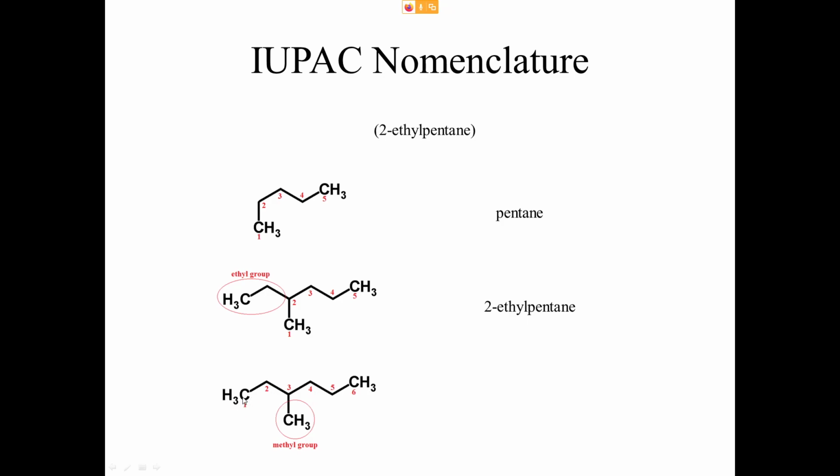Now, why did I number it 1 through 6 left to right instead of right to left? Lower substituent number. Exactly. I need to give the methyl group the lowest number possible. And if I numbered from right to left, it would be on number 4, right? 1, 2, 3, 4. But if I number left to right, it gets number 3, so that's the better option. I'm going to go with that. So this name I wrote, 2-ethylpentane, is just wrong, right?